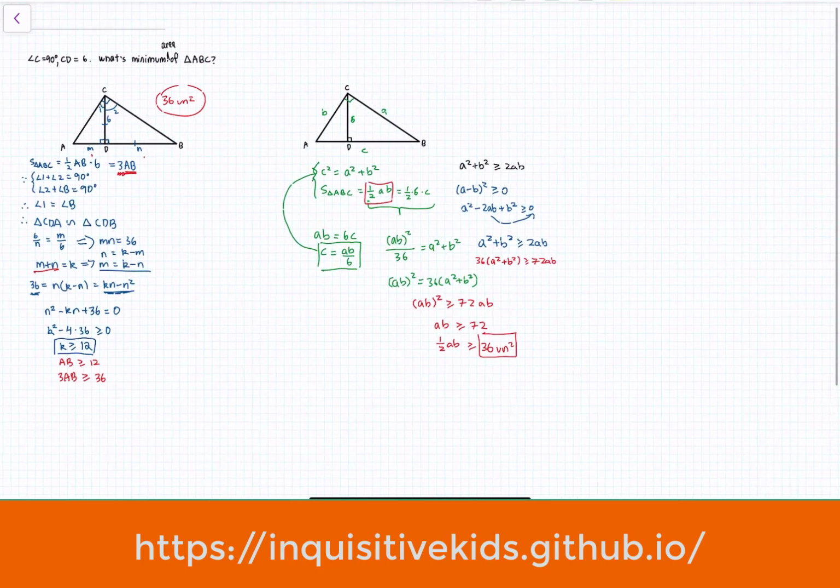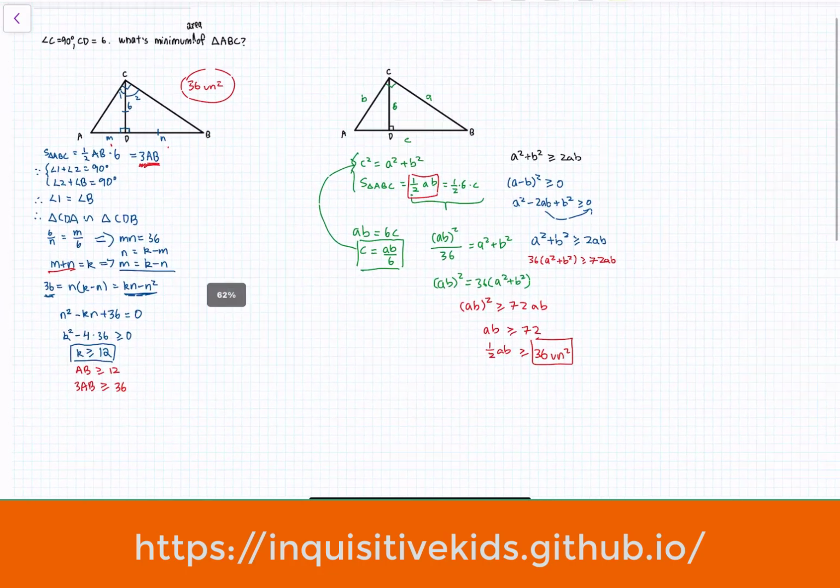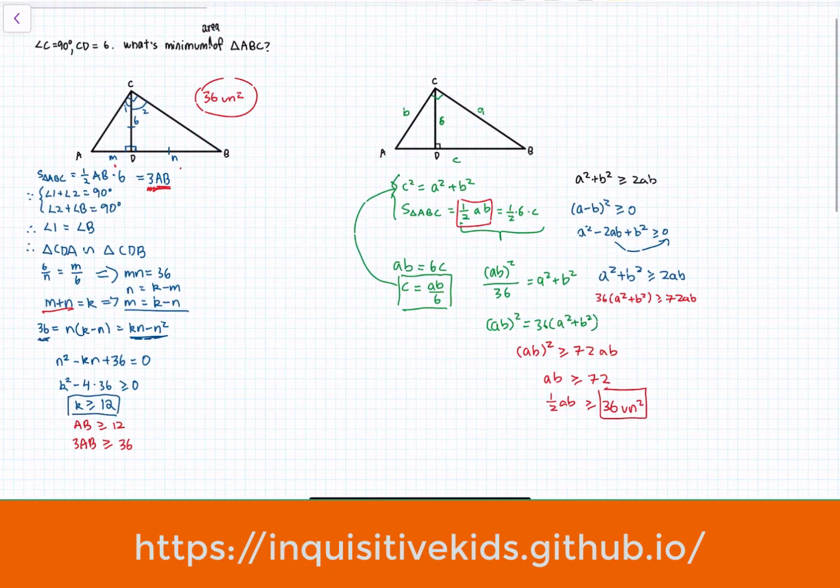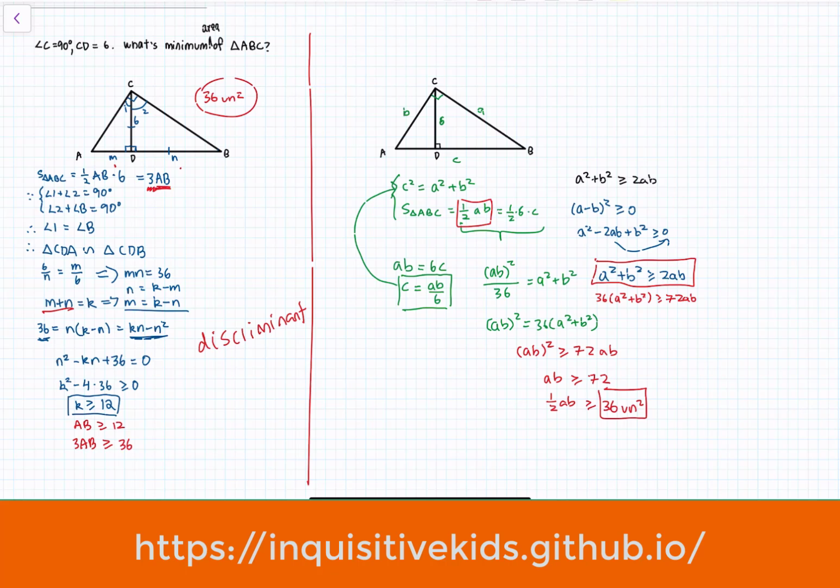As you can see, through both of these solutions, we were able to find the same answer. In the first solution, we used the discriminant. And in the second solution, we used this inequality derived from the perfect square formula.